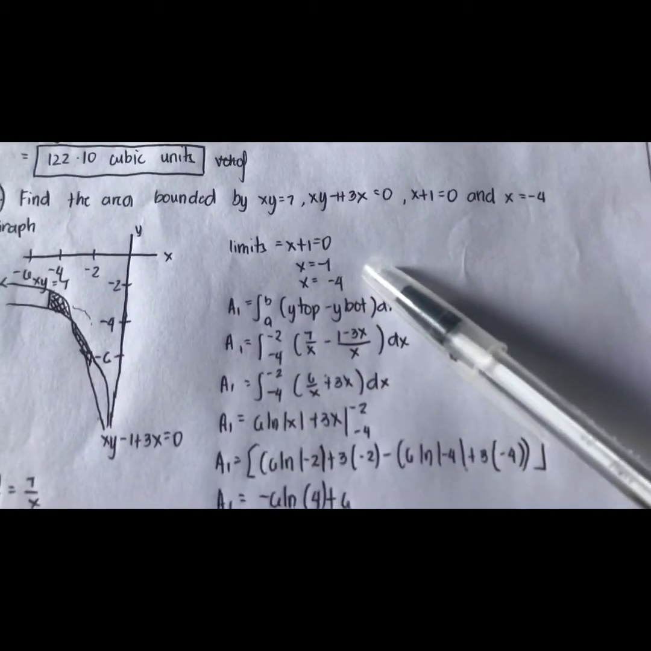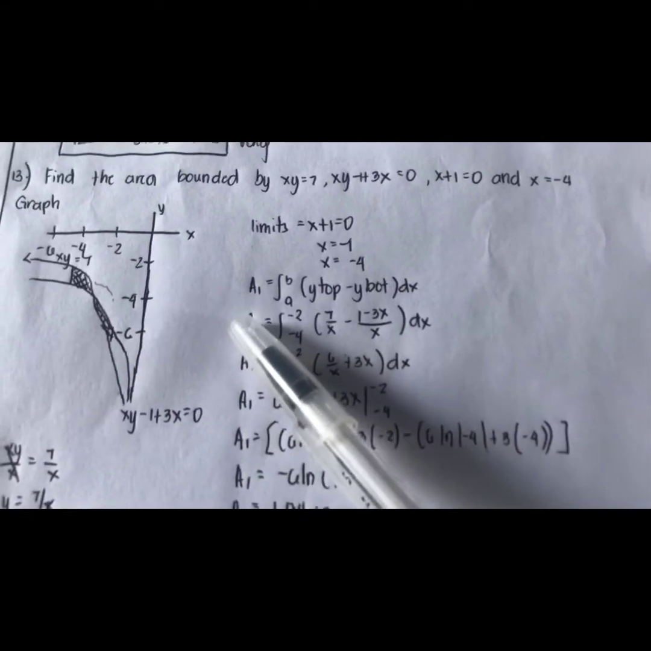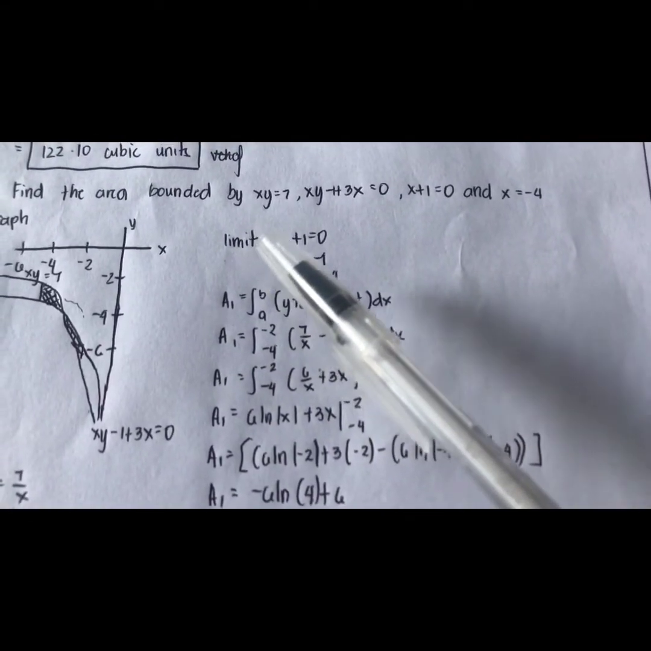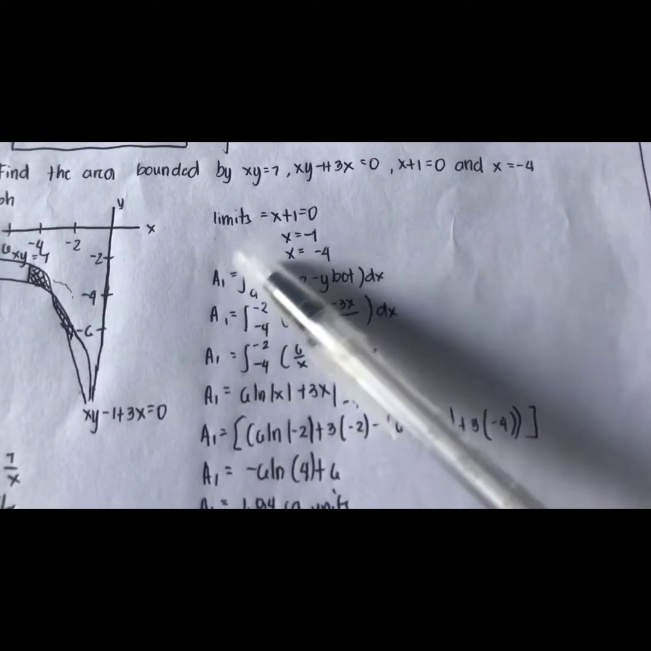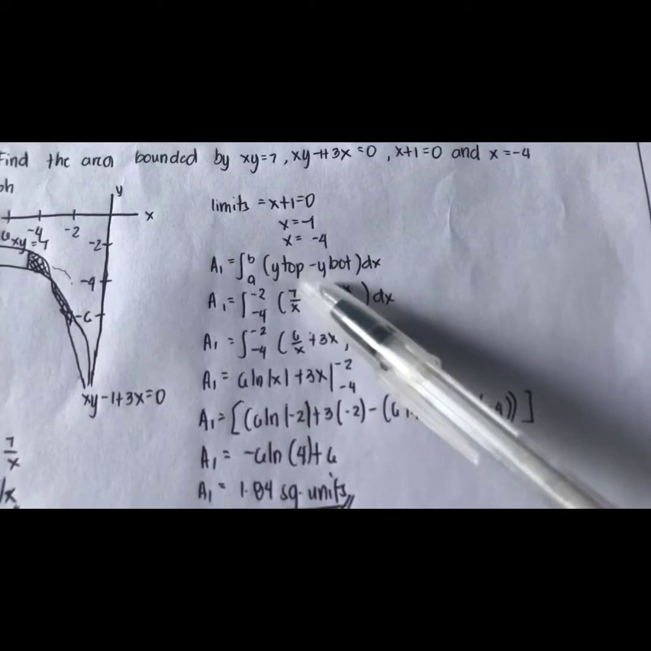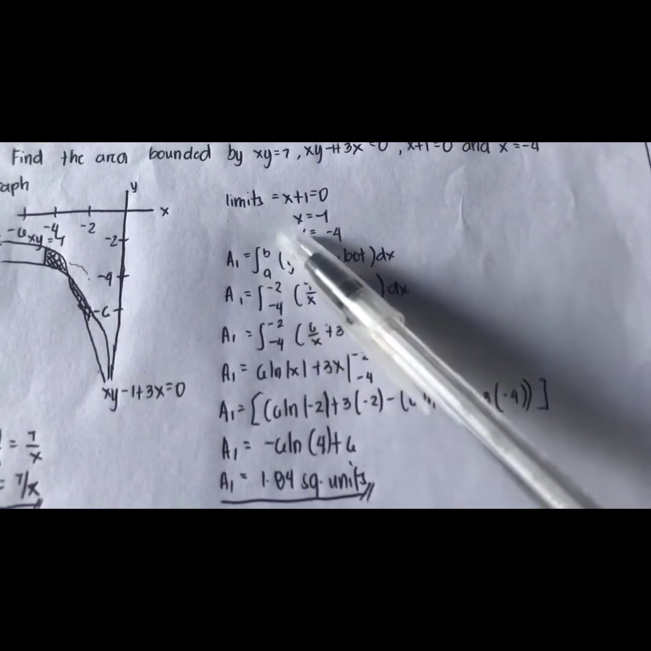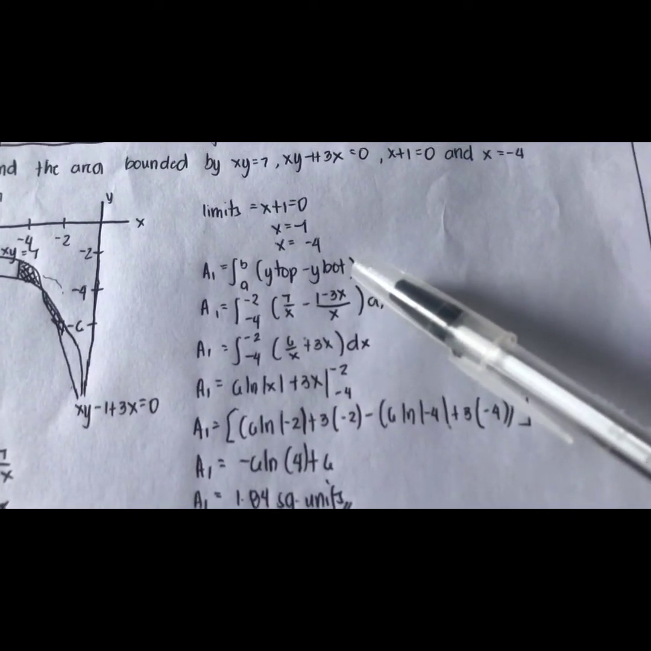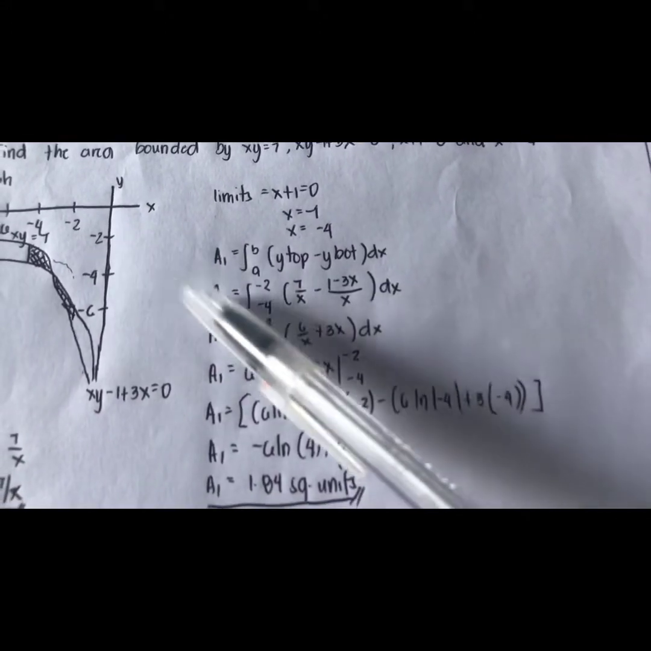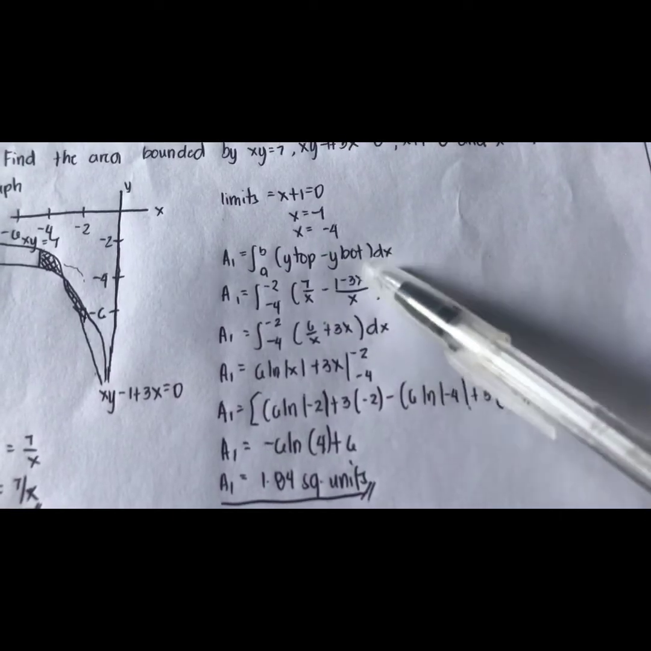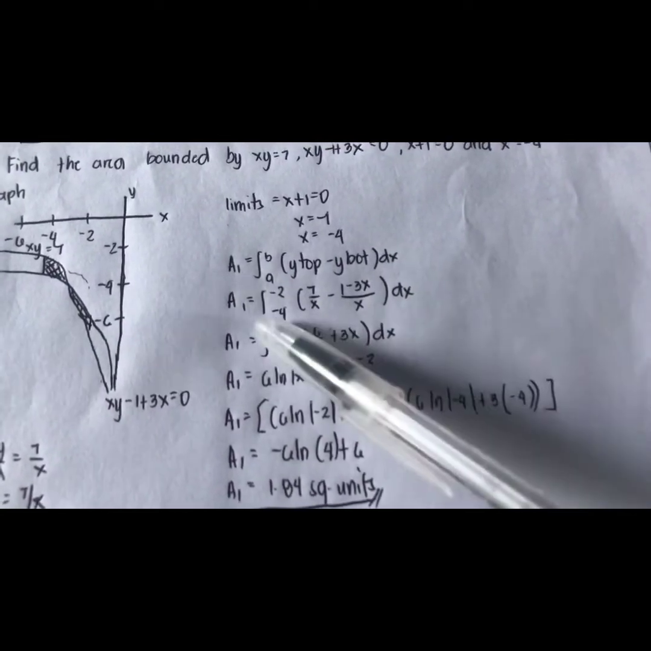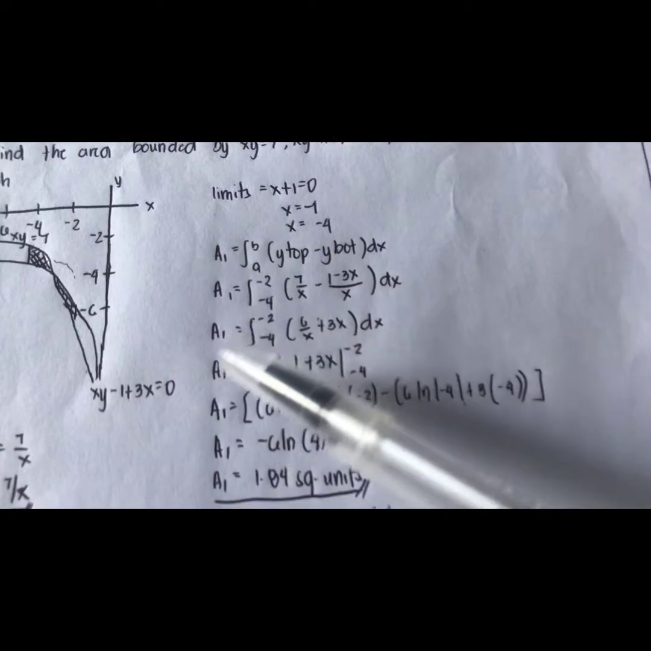x is equal to negative 4. So, for the area of the first one, we're going to use the formula A1 is equal to the integral of y top minus y bottom dx from a to b. So we're going to input the values. We will have A1 is equal to the integral of (7 over x minus 1 minus 3x over x) dx from negative 4 to negative 2.